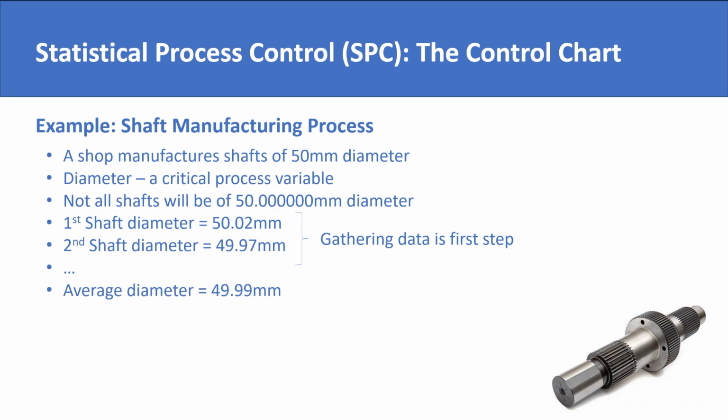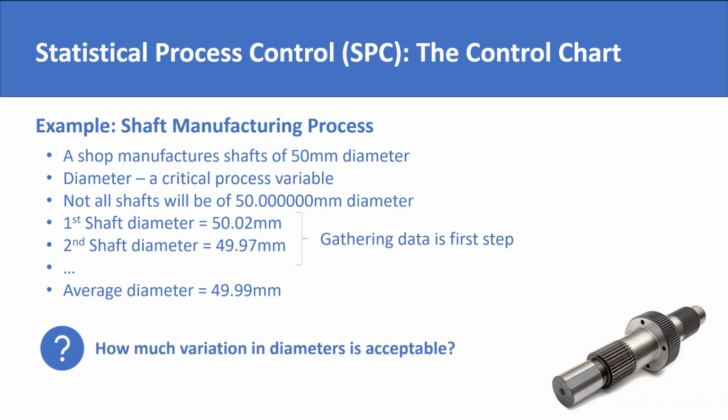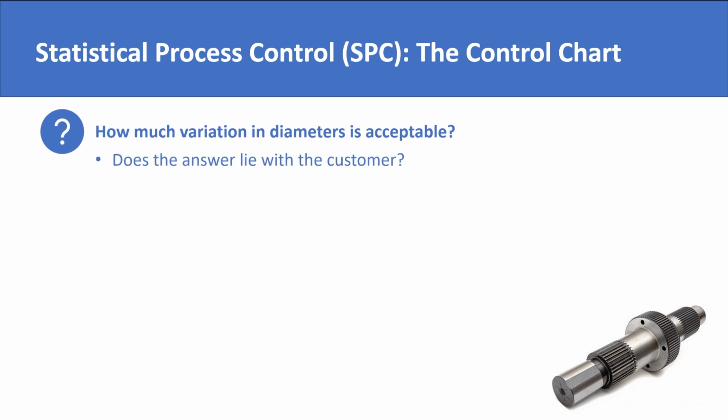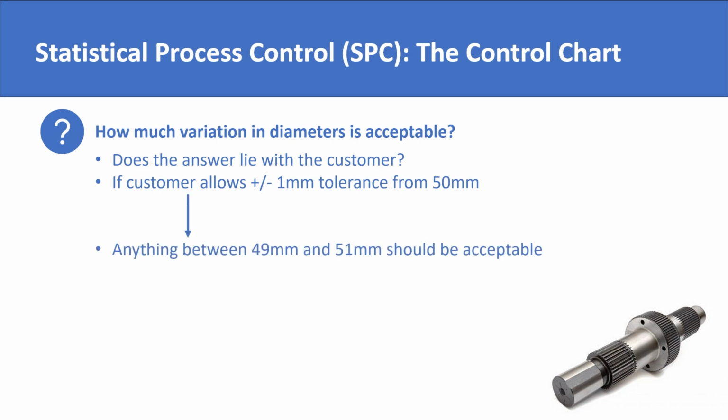The fundamental concept of a control chart lies in the question: how much variation from this mean value is acceptable? At first glance, you might think the answer lies with the customer. So if the customer allows plus minus 1 millimeter tolerance, then anything between 49 millimeters and 51 millimeters should be acceptable.